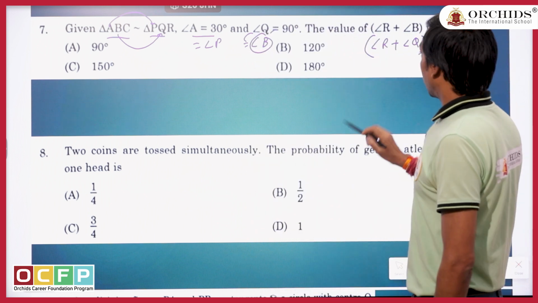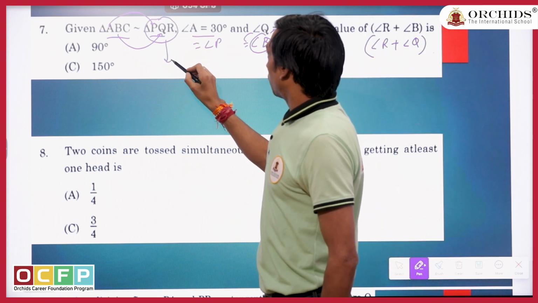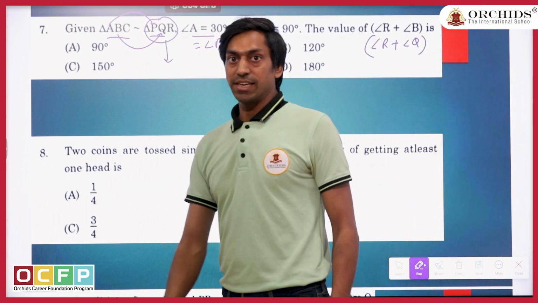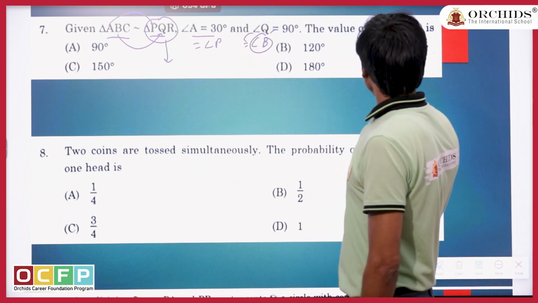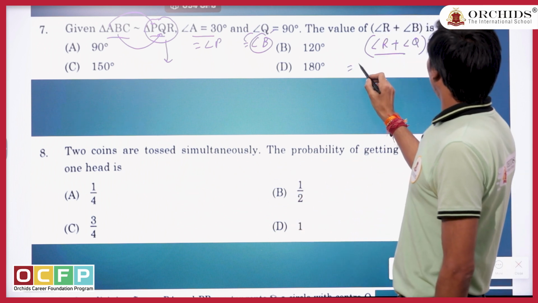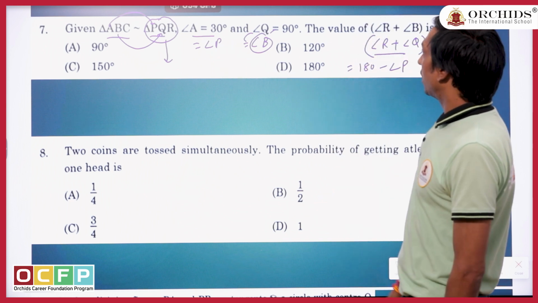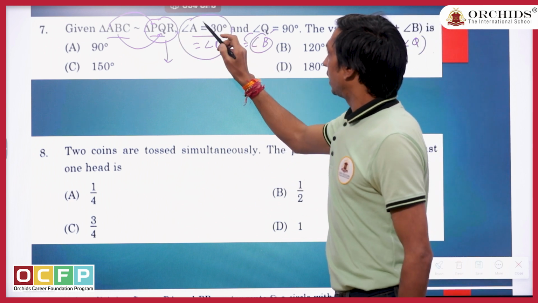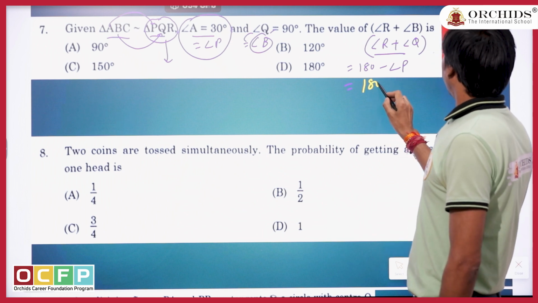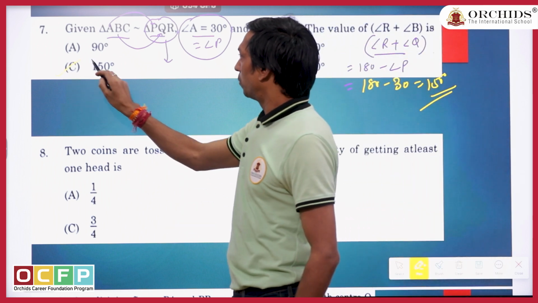So angle R plus angle Q, I can get from triangle PQR easily, because the sum of angles of any triangle is 180 degree. So angle R plus angle Q can be written as 180 minus angle P, and angle P we have proved equal to angle A, which is 30 degree. So the answer is 180 minus 30, which is equal to 150 degrees. So the answer for this question is 150 degree.